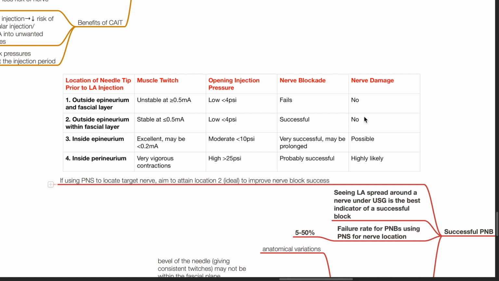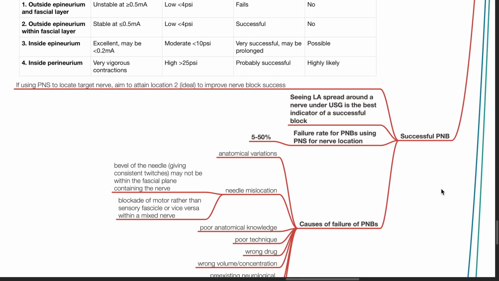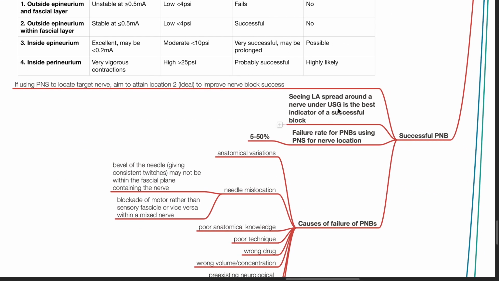If the needle tip is inside the epineurium, muscle twitch is excellent and may be triggered by currents less than 0.2 mA, opening injection pressure is less than 10 psi, nerve blockade is successful and there may be prolonged nerve blockade, nerve damage is possible. If the needle tip is inside the perineurium, muscle twitch is very vigorous at less than 0.2 mA, opening injection pressure is high, more than 25 psi, nerve blockade is probably successful, nerve damage is highly likely. Seeing LA spread around a nerve under ultrasound is the best indicator of a successful block.